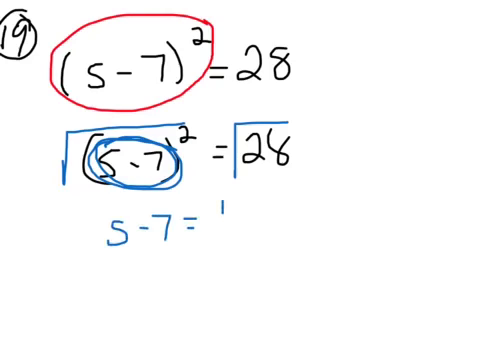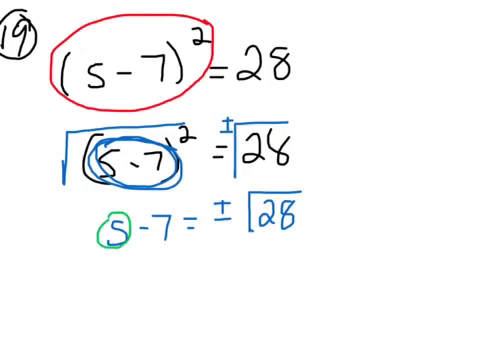And I have this plus or minus. Remember, we have to put the plus or minus on it. Sometimes it's easier to remember to do that the minute that you square root. s minus 7 is plus or minus the square root of 28. Okay, so I need to solve for s, and in a minute I'm going to move 7 to the other side.